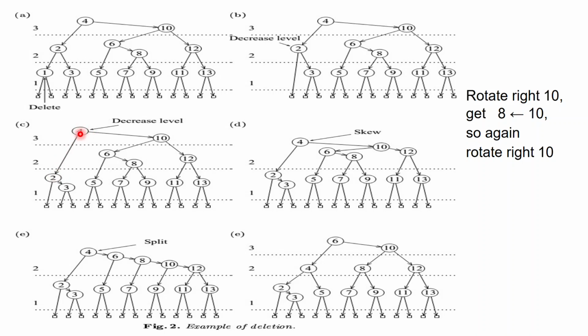Okay, and because 4 has a right child which is 10, you also have to decrease the level of 10 at the same level. So both 4 and 10 will now have level 2. Okay, and then now you call the skews and the splits on 4.